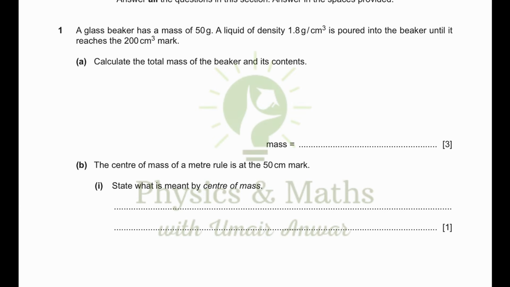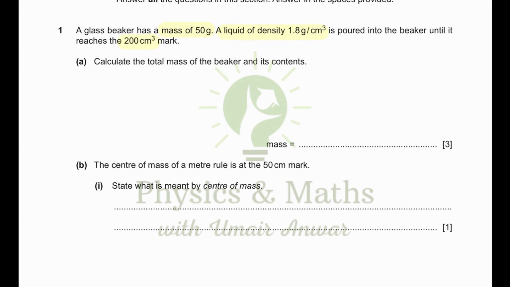It says a glass beaker has a mass of 50 grams. A liquid of density 1.8 grams per centimeter cube is poured into the beaker until it reaches the 200 centimeter cube mark. So we can see that we are given the mass of the glass beaker, then the density of the liquid, and then the volume of the liquid reached is 200 centimeters cube.